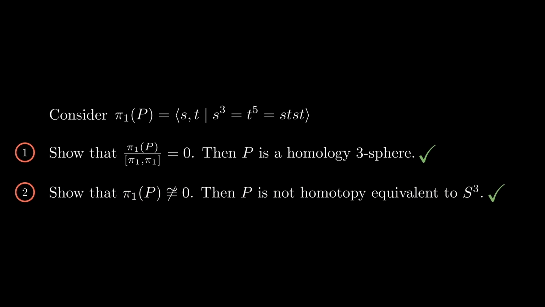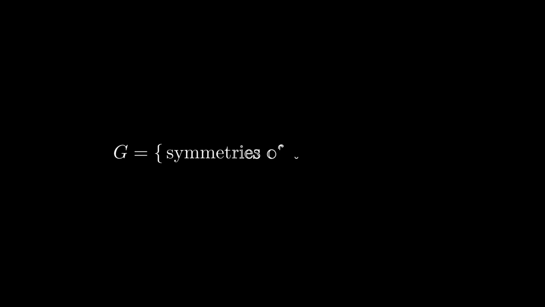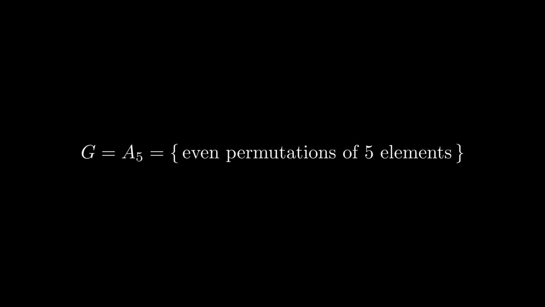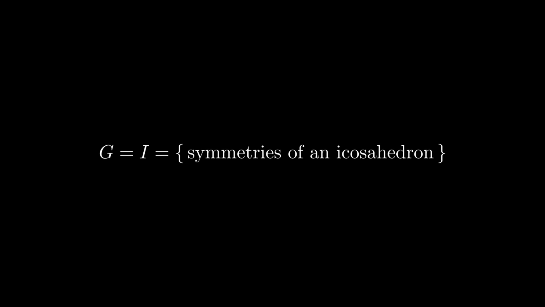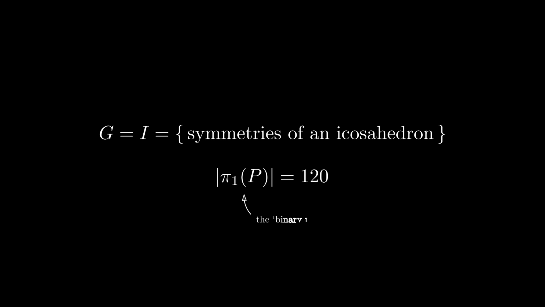equivalent to the 3-sphere. As a side note, G has a number of other names. For instance, it's also the alternating group A5. It also happens to be the icosahedral group, which is the group of rotations of an icosahedron that keep it looking the same. In fact, it can be shown that the fundamental group of P has 120 elements, double the number of elements that G has, and it is commonly known as the binary icosahedral group.